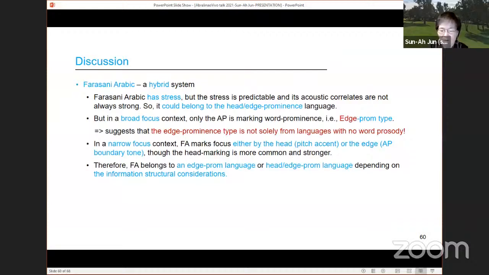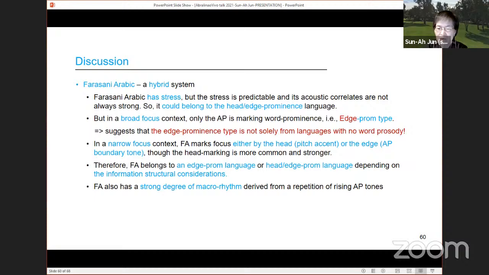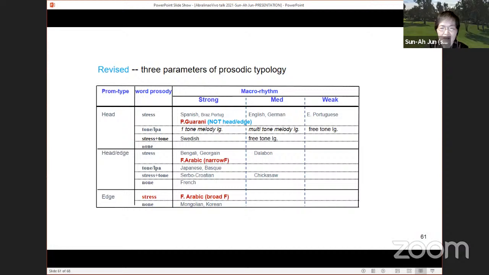Farasani Arabic also has a strong degree of macrorhythm derived from a repetition of rising AP tones, because each word has a rising tone. So this is the typology table in a more outlined style. We have three types of prominence type: head, head and edge, and edge; and word prosody: stress, tone or lexical pitch accent, stress or tone specification, or none of them. In this case, we can now put Guarani in the stress language, where word prosody is stress and it belongs to head prominence, even though it has an AP. So we make sure that this is not a head-edge type, it's just head type.